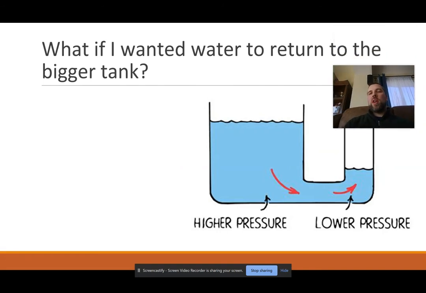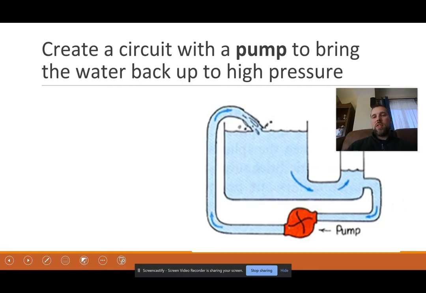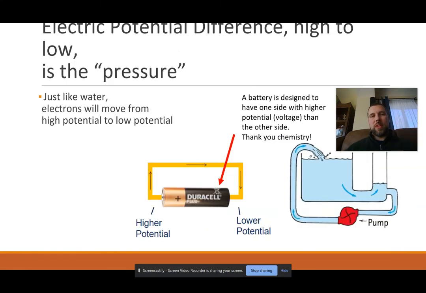So what if I wanted to move that water back into the bigger tank? Well, I'm going to have to do work to do that. So I'm going to have to use a pump to actually put pressure into the system to take this water, push it uphill and back into the big tank. I've got to put in energy, do work to make that happen. Okay? All right, so far so good. We have water flowing only when there's a difference in potential energy specifically.